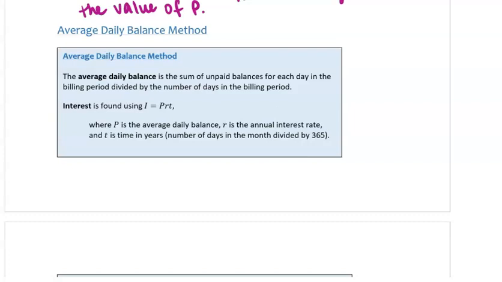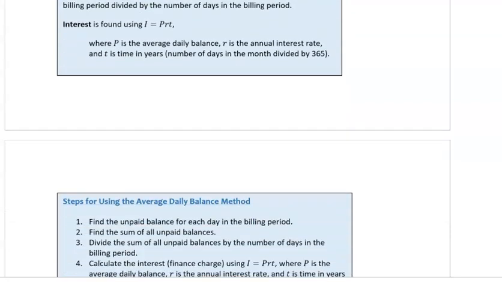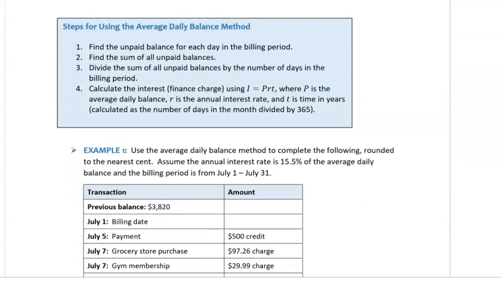Interest is found using I equals PRT, where P is the average daily balance, R is the annual interest rate, and T is time in years, which is calculated by taking the number of days in the month divided by 365. Here are the steps for using the average daily balance method.